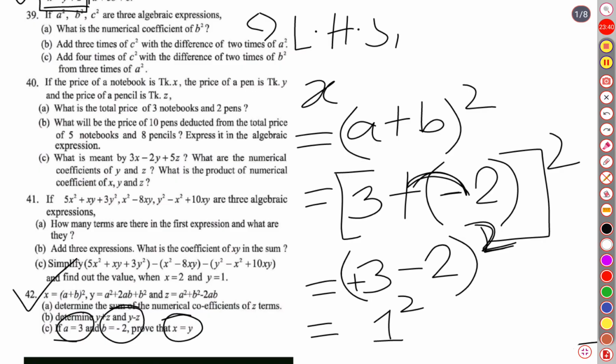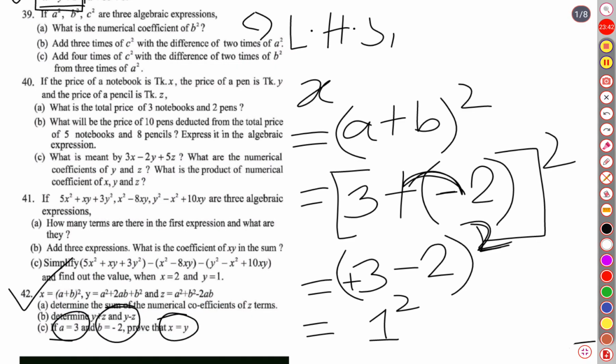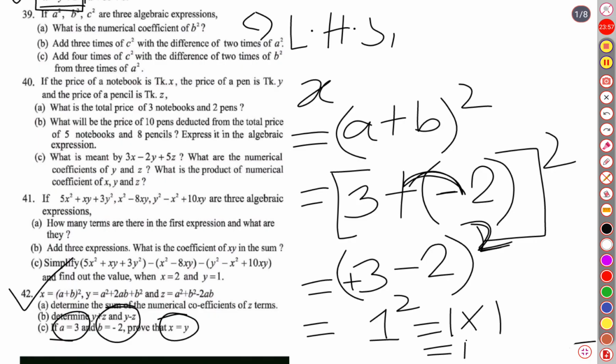So what does square mean? Actually square means multiplying the same quantity two times. Okay, equal to 1 into 1. So square means multiplying the same quantity two times. So if we multiply 1 and 1, it is going to be 1. Okay, so the left side we have obtained is 1.